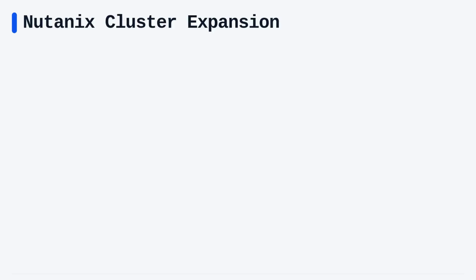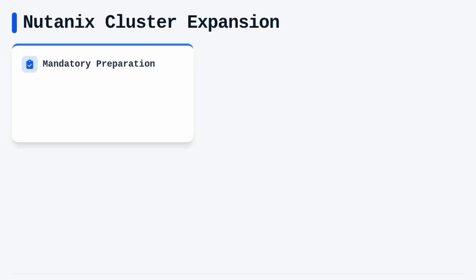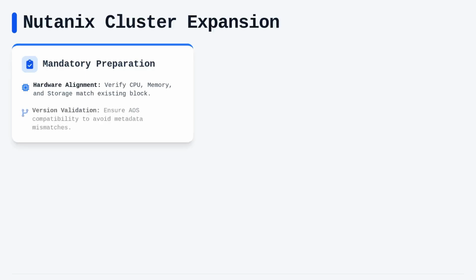Before introducing a new node to an existing AOS cluster, thorough preparation is mandatory to ensure compatibility and stability. You must first verify that the hardware specifications of the new node align with the existing block, specifically regarding CPU, memory, and storage configurations. It is equally important to validate that the AOS version on the target node is compatible with the current cluster version to avoid potential metadata mismatches or fabric integration failures.